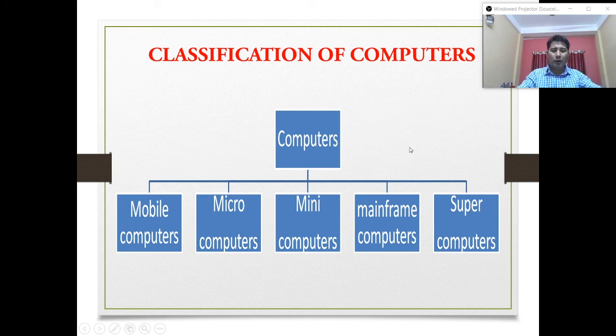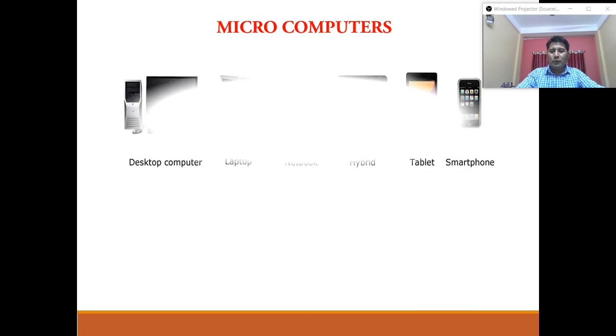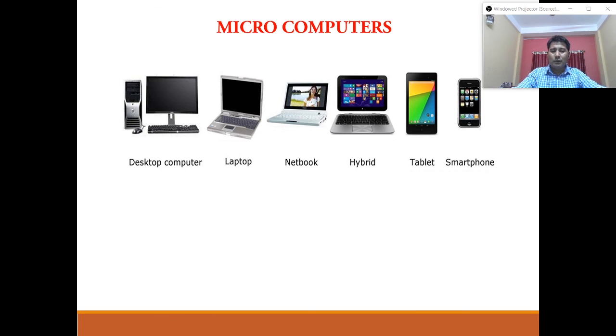Now, classifications of computers. So computers can also be classified according to the size, according to speed, storage capacities, and the processing power. So accordingly, there are different types of computers like microcomputers, mini computers, mainframe computers, and supercomputers. Now let us begin with the microcomputers. We can call the microcomputers our personal computers. So under the microcomputers come desktop, laptop, notebook, hybrid tablets, and smartphone. So all these computers are known as microcomputers.